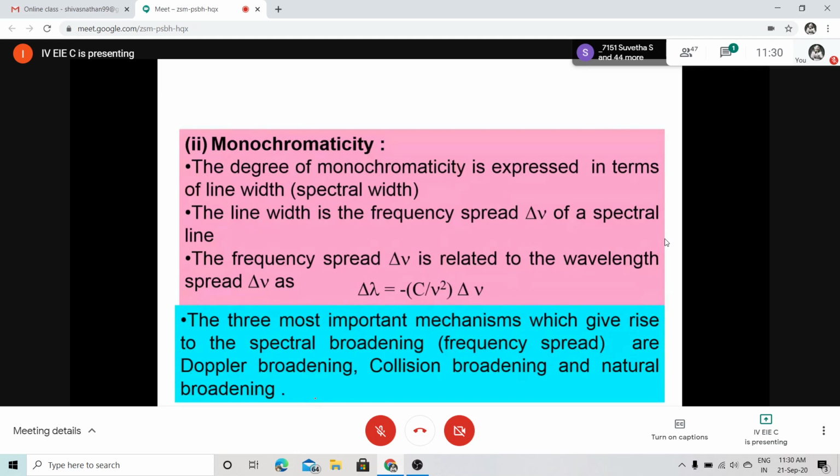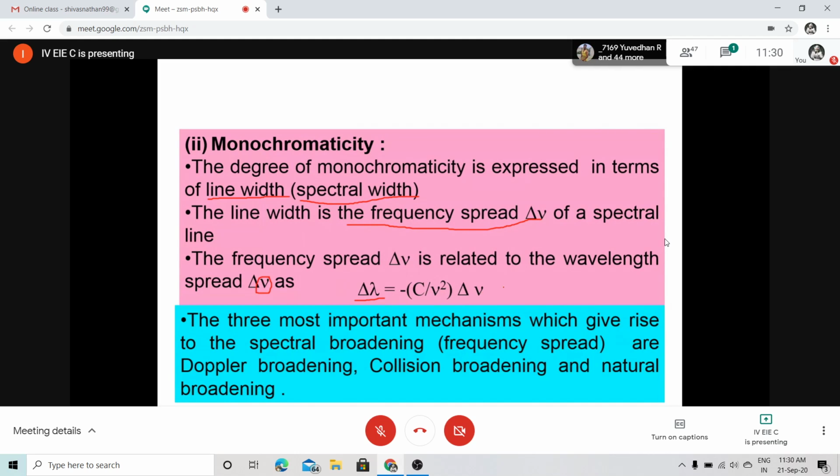The degree of monochromaticity is expressed in terms of line width. It may be the spectral width, the bandwidth of the wavelength produced. The line width is the frequency spread del V of a spectral line. The frequency spread del V is related to the wavelength spread given by del lambda. Sorry, here it is wrong, it is going to be del lambda. So del lambda is equal to minus C divided by V squared times del V.